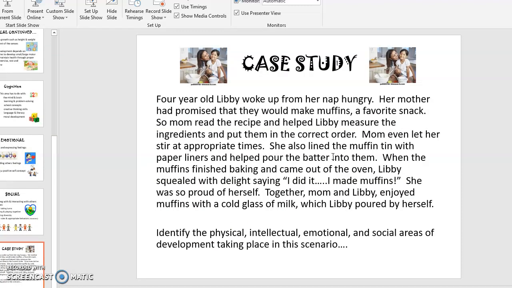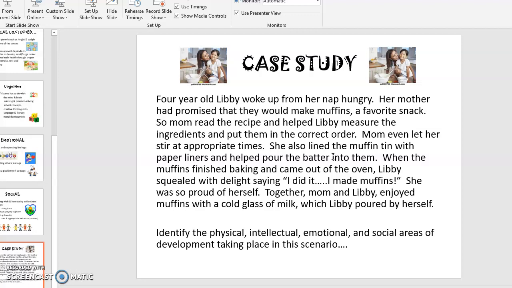So to wrap this up, here's just a little short case study. 4-year-old Libby woke up from her nap hungry. Her mother had promised that they would make muffins, a favorite snack. So Mom read the recipe and helped Libby measure the ingredients and put them in correct order. Mom even let her stir at appropriate times. She also lined the muffin tin with paper liners and helped pour the batter into them.